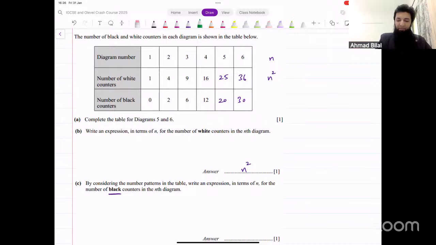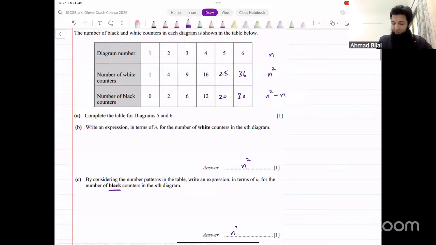We subtracted from the number of white counters this diagram number, right? So it was the second row minus the first row. That's how we figured out those numbers, right? So what is the nth term formula going to be? That should be the second row minus the first row, which gives us n squared minus n. So this formula has to be n squared minus n.